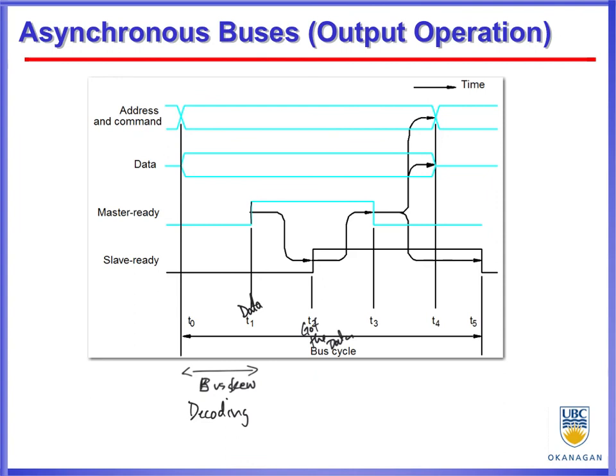This is basically telling the slave the data's ready. The slave reads it in, and once it's read in, it responds to the master and says, I got it, okay? So that difference between T2 and T1, obviously it takes some time for that data to be loaded into the slave, okay?